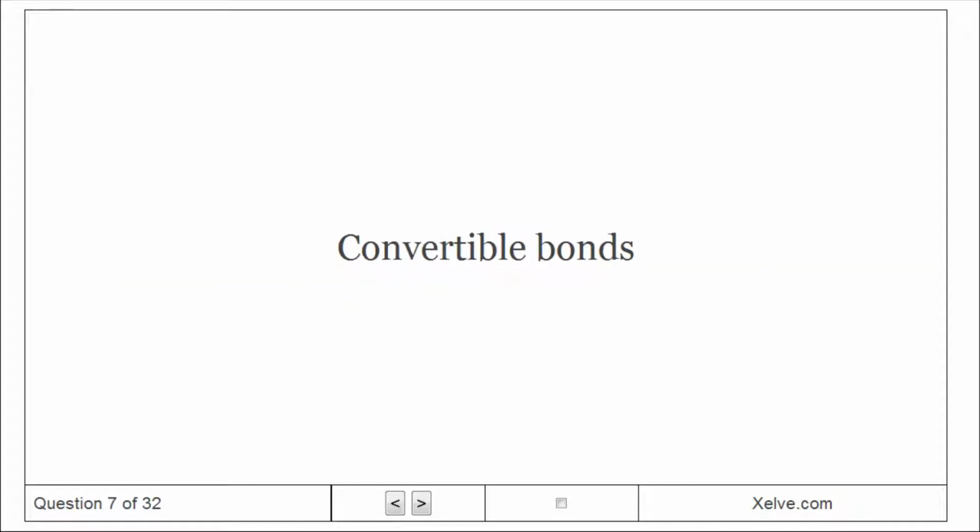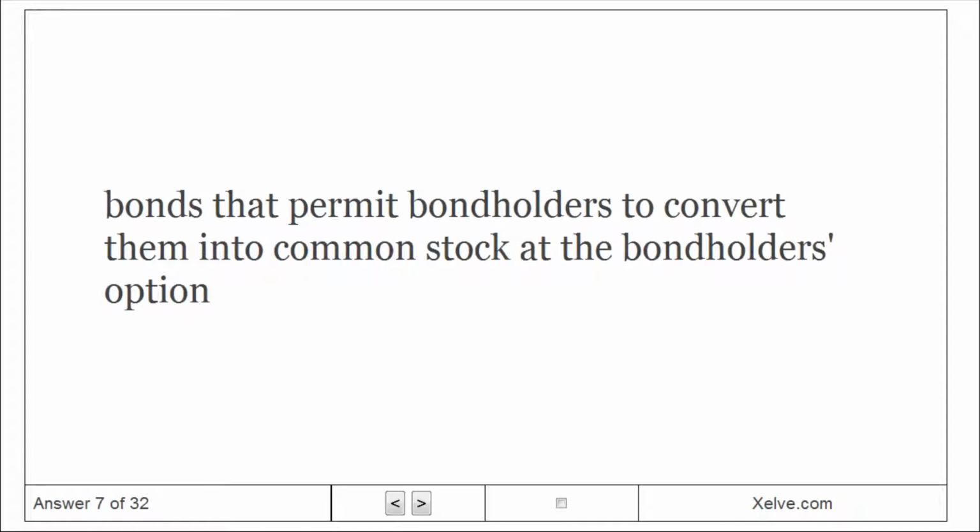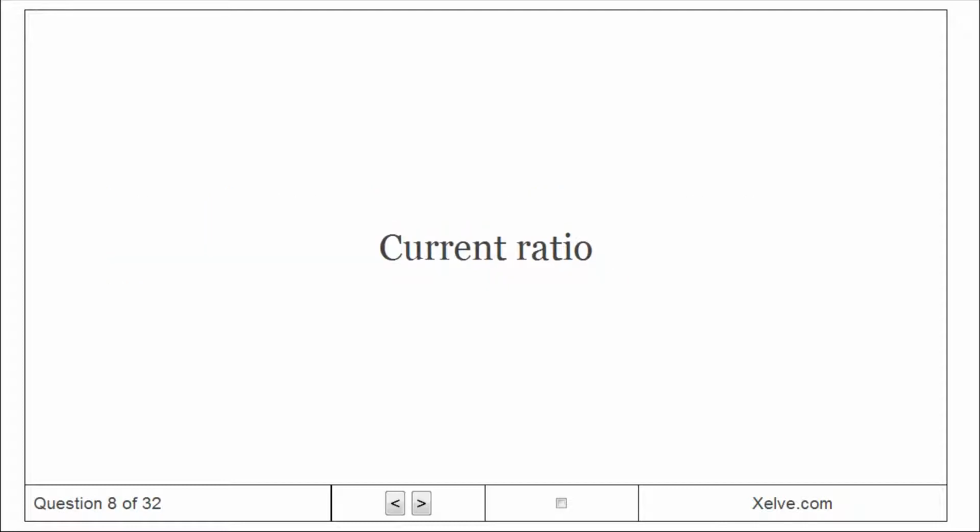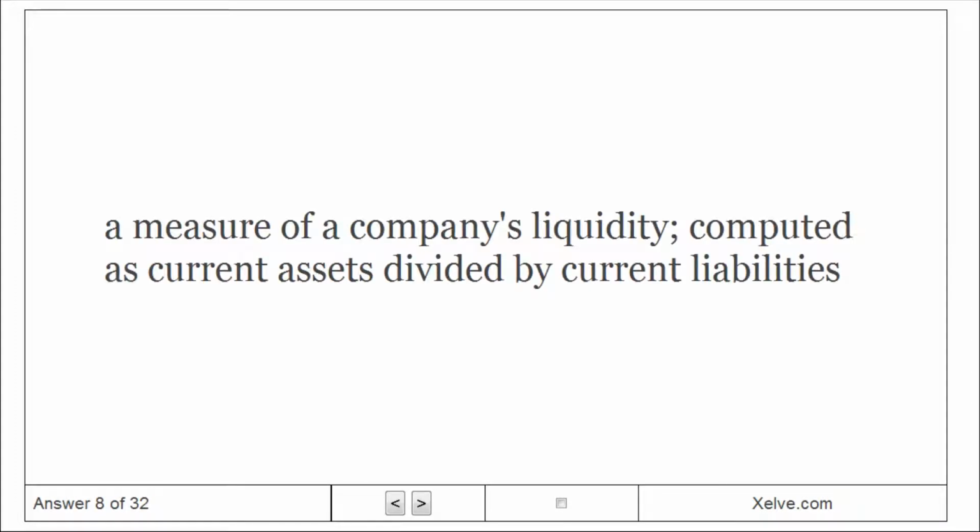Convertible bonds. Bonds that permit bondholders to convert them into common stock at the bondholder's option. Current ratio. A measure of a company's liquidity, computed as current assets divided by current liabilities.